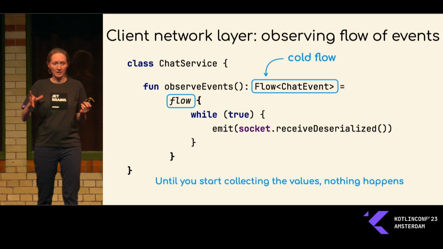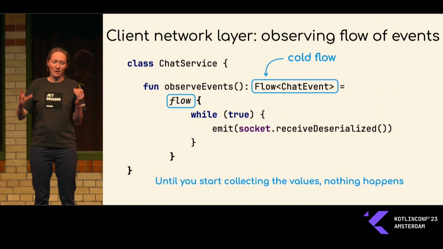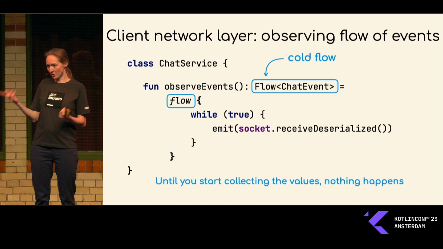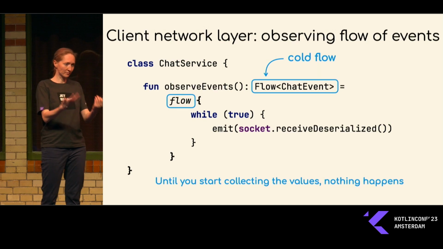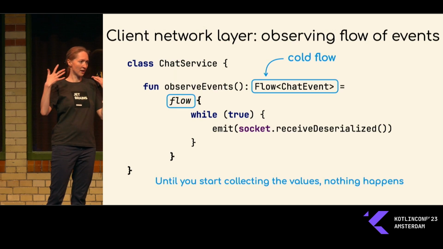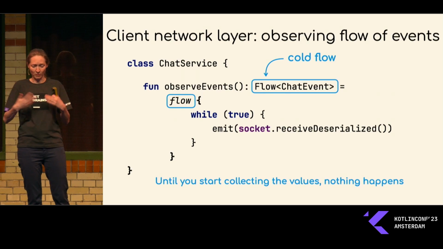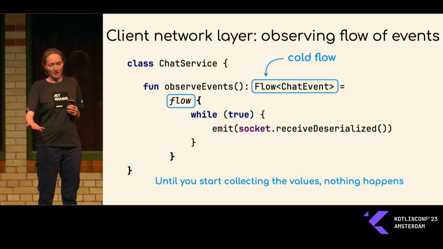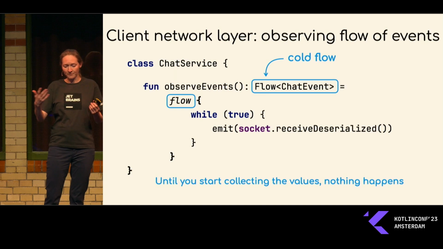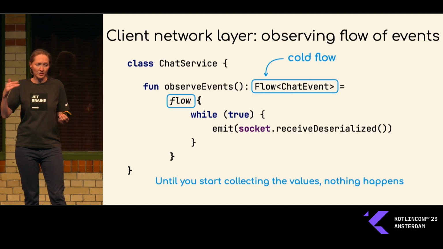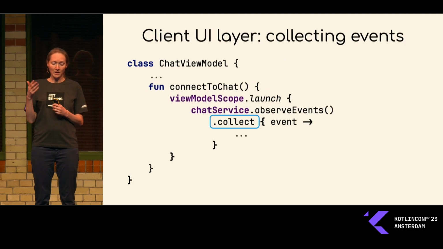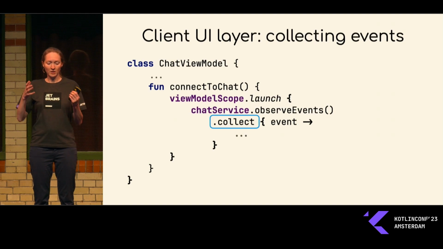And why do we need it? Mostly when you create some service APIs, to provide an API to access, to observe, to subscribe to some flow of data, in our case, flow of chat events, you can, in your network layer, define this function and then use it from your consumer. So here in our UI layer, we say collect, and we start collecting the events.